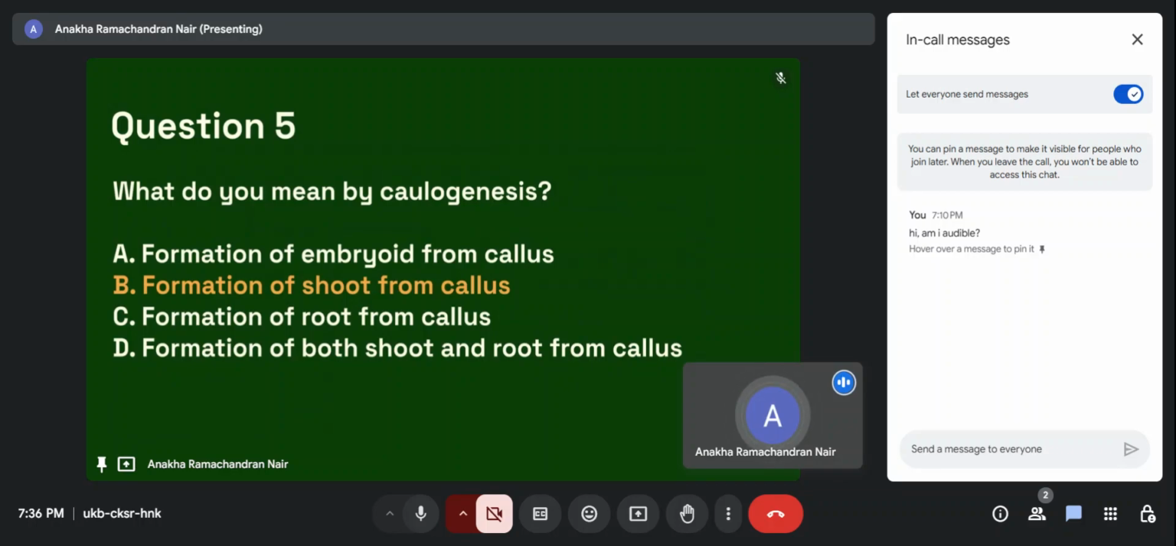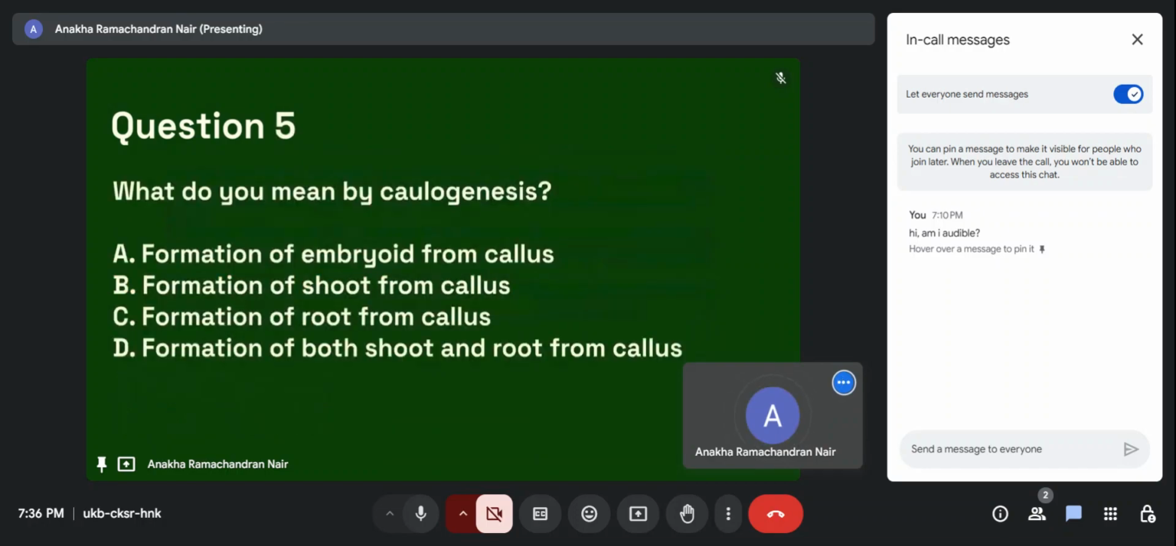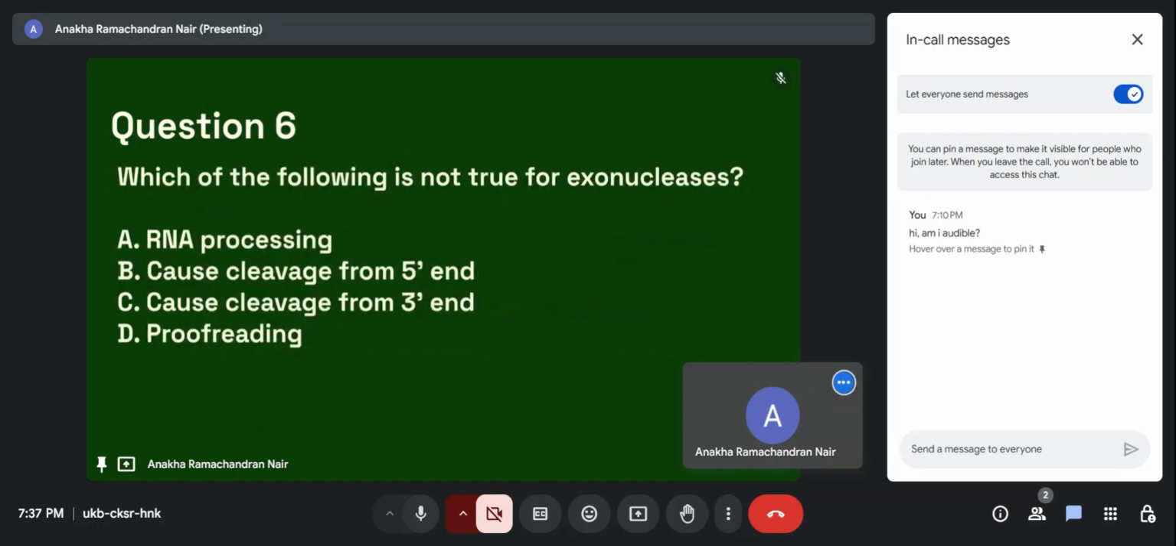So that is the term given for the process where you have shoot formation from callus. And like in the example before, that happens when you have low auxin and high cytokinin in the media, and you place a callus in it. So that process is known as caulogenesis. And if you form roots from callus, it is rhizogenesis. So let's move on to question number 6.